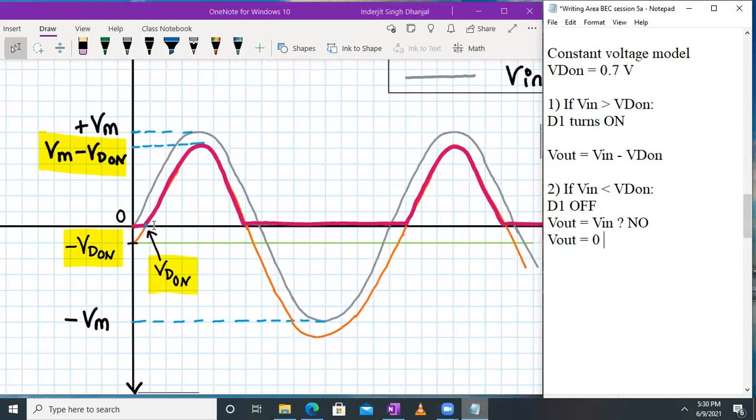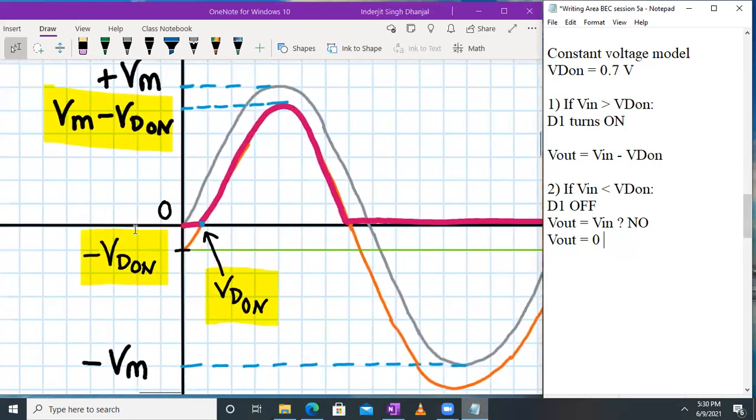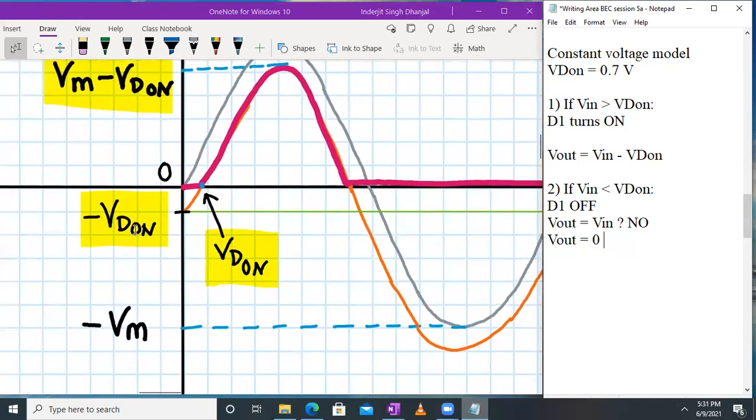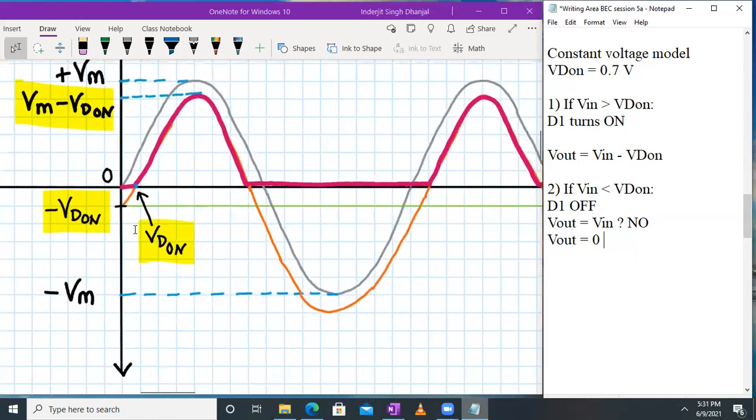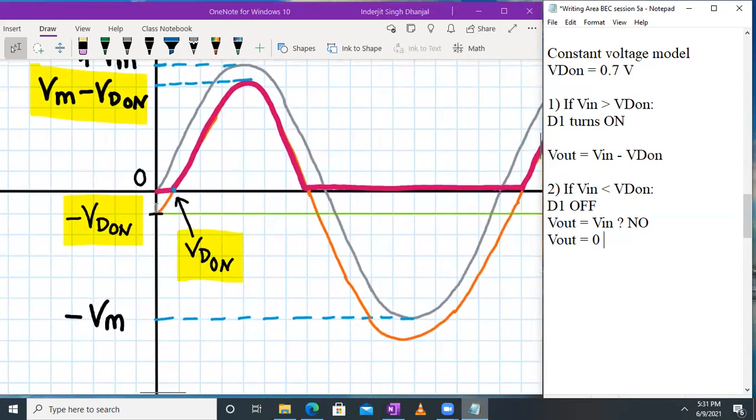So over here, whenever Vin is greater than VD on, where is that condition? When Vin is greater than VD on, where is my VD on level? Basically, we are now into the new tracking waveforms. Forget about the input waveform now. Only concentrate on the orange color waveform. For this orange color waveform, where is my VD on?